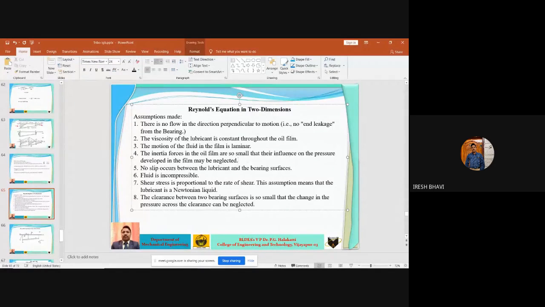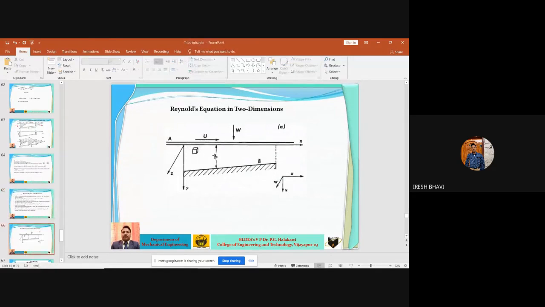Then the fifth assumption is that no slip occurs between the lubricant and the bearing surfaces. Means what? Here, this is the bearing surface and this is the shaft surface. Between these two the lubricant oil is filled, and the oil from here to here and from here to here is in continuous contact with the surfaces. There is no slip between the oil film and the bearing surface.